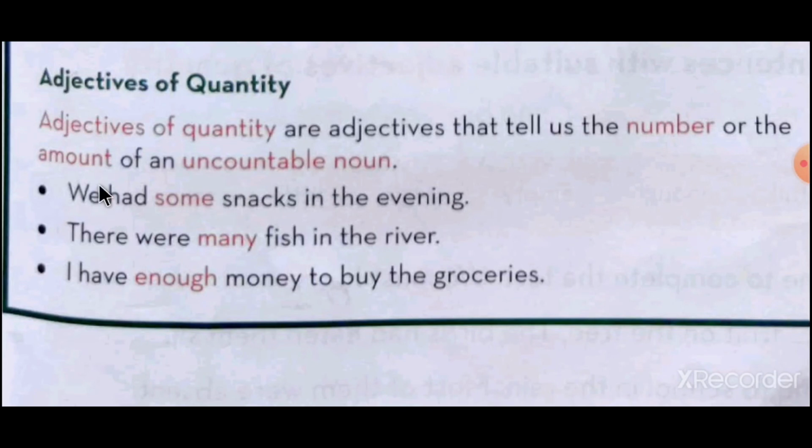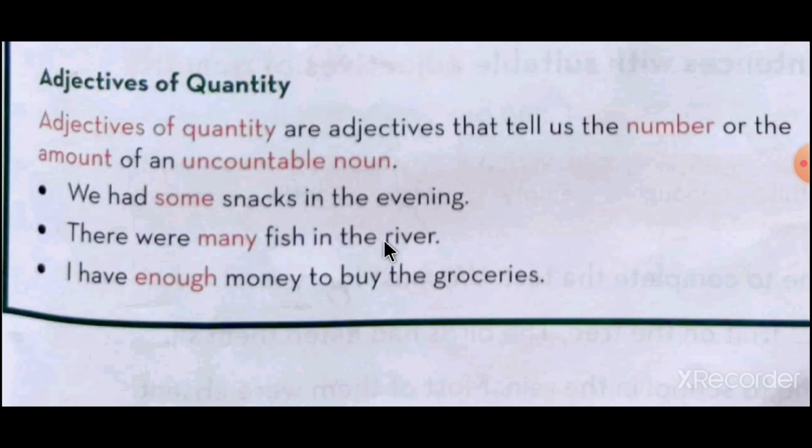Okay, amount का मतलब कह सकते हैं कि just the number, related to number. But of uncountable nouns. कौन से नाउन? अनकाउंटेबल, जिसे हम गिन नहीं सकते, वैसे नाउन्स अनकाउंटेबल नाउन्स। Examples are: We had some snacks in the evening. There were many fish in the river. I have enough money to buy the groceries. So here some, many and enough all are talking about nouns which are not countable. They are uncountable nouns. Okay, so these all are the words, or we can say the adjectives of quantity.